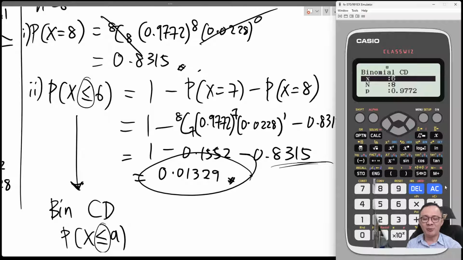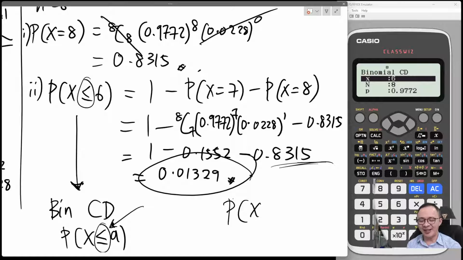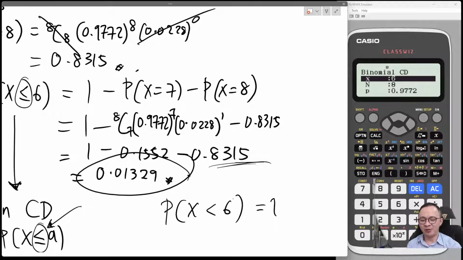It means that when I do binomial CD, the calculator will add all the numbers from 0, 1, 2, 3, 4, 5, 6. This is the reason why I type 6. But a lot of students try to use this without knowing the calculator default is less than or equal. That means if today you have x less than 6, and you type 6 here, confirm wrong already. Then you need to change this to 5.